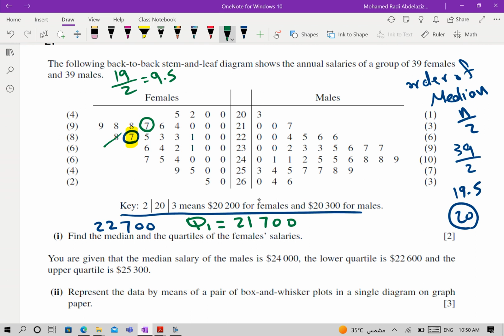By the same way, after 7, which represents the median, we count 10: 1, 2, 3, 4, 5, 6, 7, 8, 9, 10. What is the upper quartile? Q3. Q3 is 24,000.